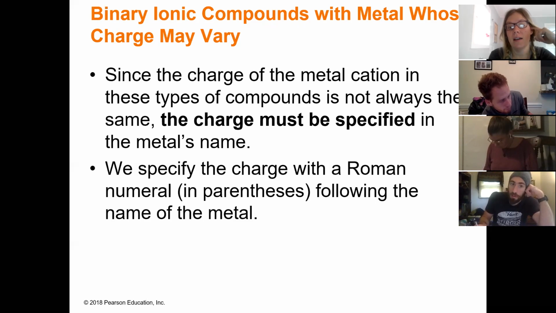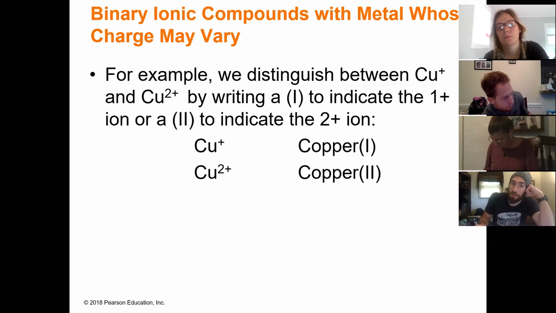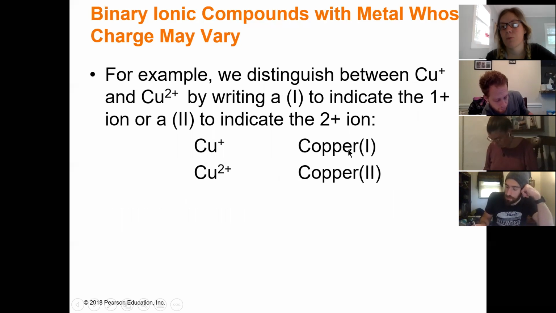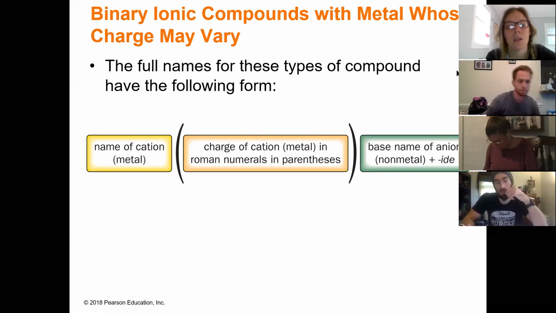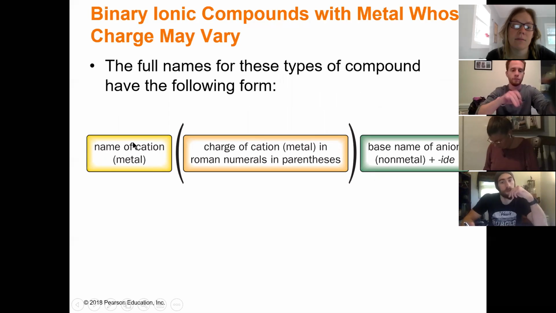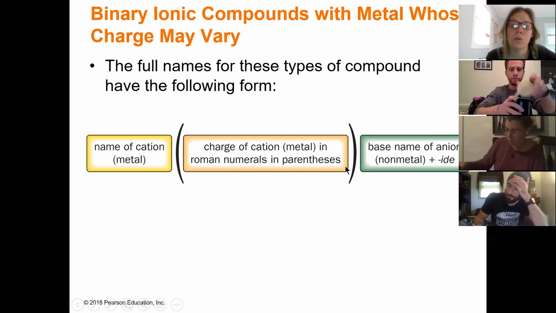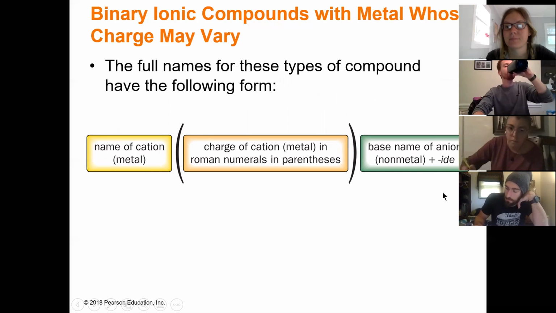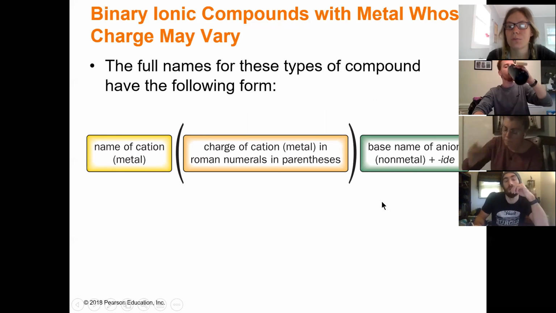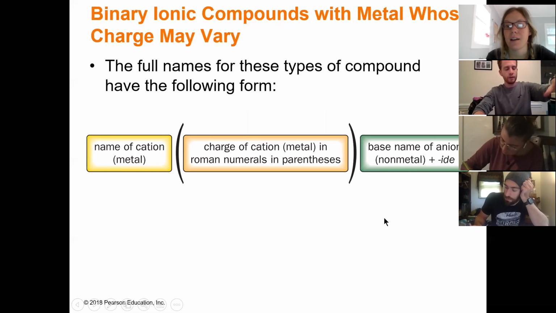So when we do that, we're going to say the name of the metal. And so here's an example: if copper has a 1 plus charge, we would write it as copper Roman numeral 1. If copper has a 2 plus charge, we would write it as copper Roman numeral 2. So the way you write this is very similar to the other one. There's just one additional step. So we take the name of the cation metal, then we include which charge we're dealing with, then the base name of the anion, and we ide it. So iron to oxide. You can't just say iron oxide. It's not enough information.